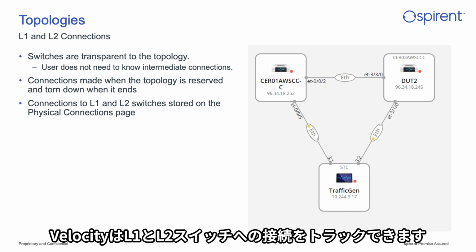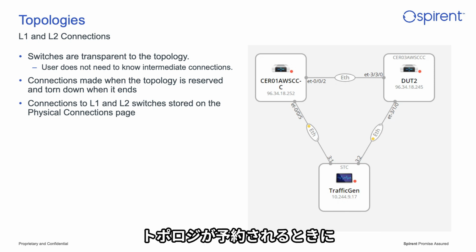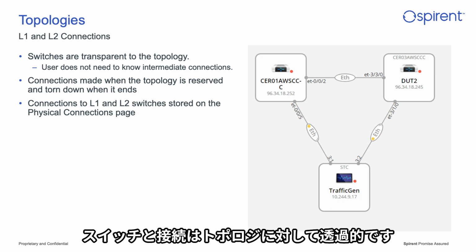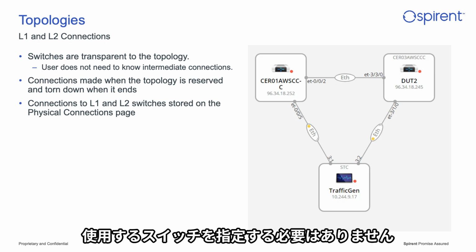Velocity can track connections to your L1 and L2 switches. If you create a topology that depends on these connections, an L1 or L2 driver will create the connections when the topology is reserved. The switches and connections are transparent to the topology, meaning you don't have to specify the switch used to connect your devices.